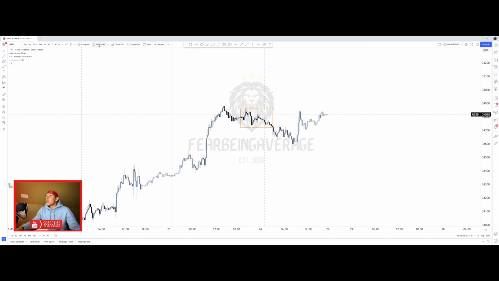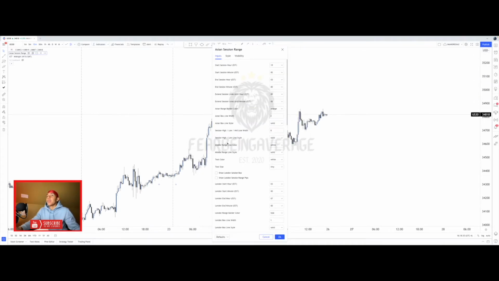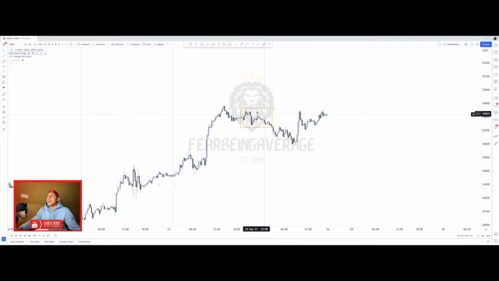And the indicator you could use, if you go to indicators and you just look up Asian session range, it will be the first one, this one, and you can click it, and then you could just have your settings set up like mine right here. I have everything turned off except for the Asian session, and then I just have mine delineated as an orange box. And then I grab a rectangle, I'll mark it, and I'll just put this box just like this, and then I'll take the indicator off and I'll leave it at that.